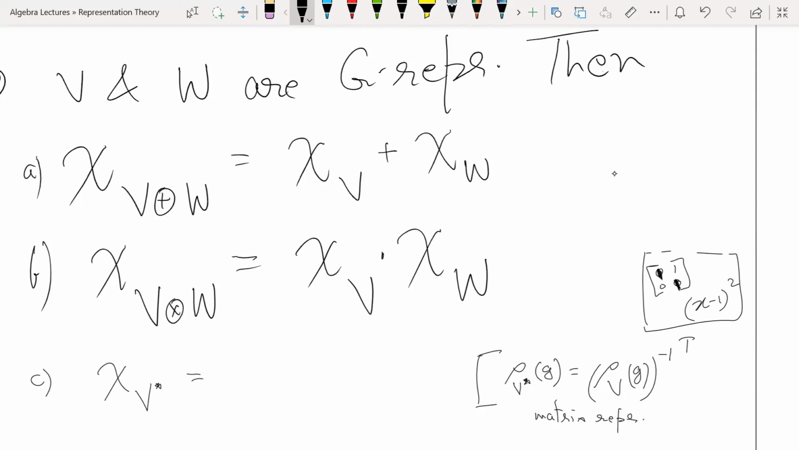And then of course you know that the eigenvalues of the inverse are going to be the reciprocals of the eigenvalues of the original matrix, but they are all of size 1, so norm 1. So it's the conjugate. So that tells you that this is chi_V bar. You just have to do chi_V bar.